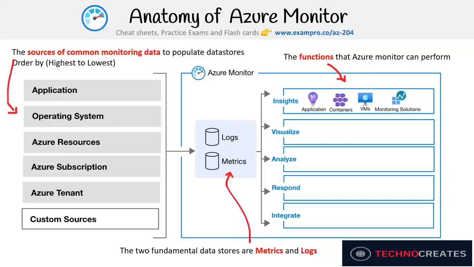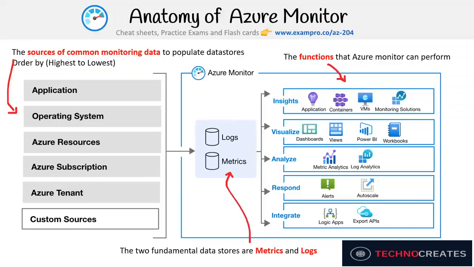So we'd look at insights. We're getting insights into our virtual machines, our containers, our applications. For visualization, you might be making dashboards. You could be using Power BI or creating workbooks. For analysis, you might be using the log analysis or the metric analysis tools. For responses, you might want to create alerts or start auto-scaling. And for integrations, you might want to use Logic Apps or export APIs to connect things up. So there you go.